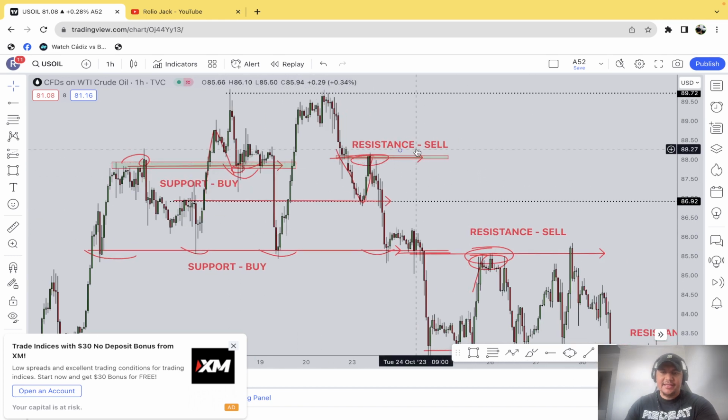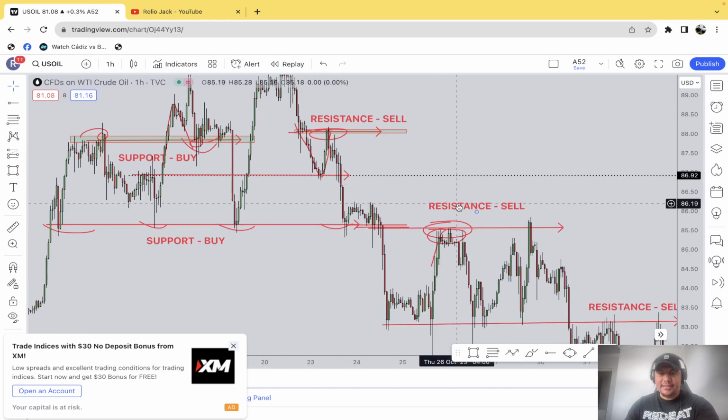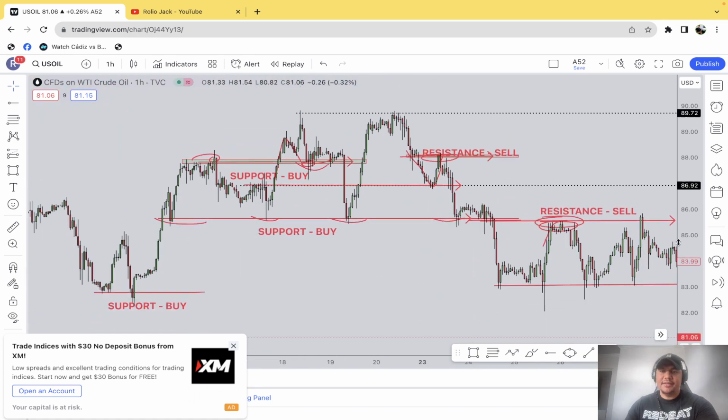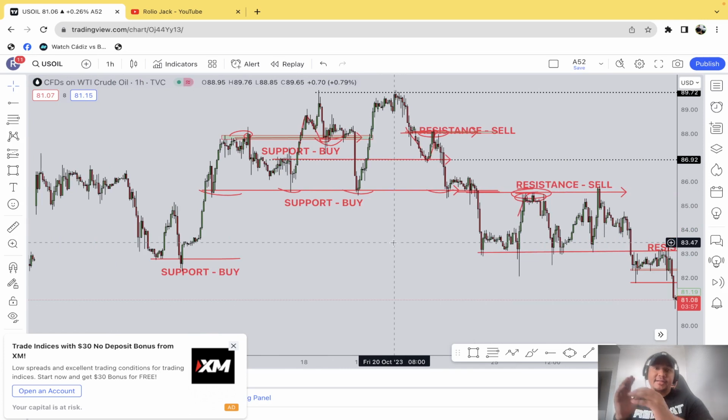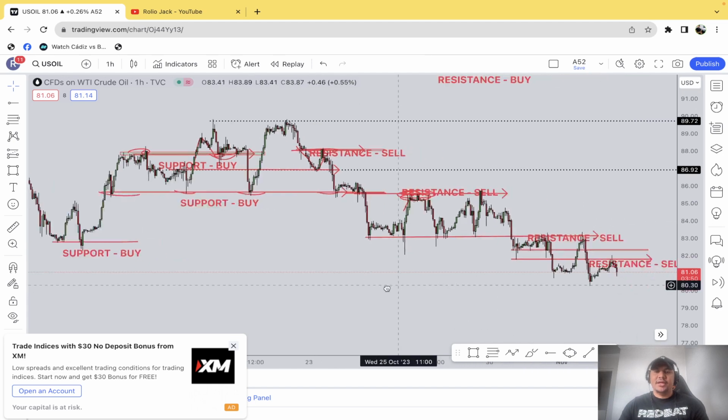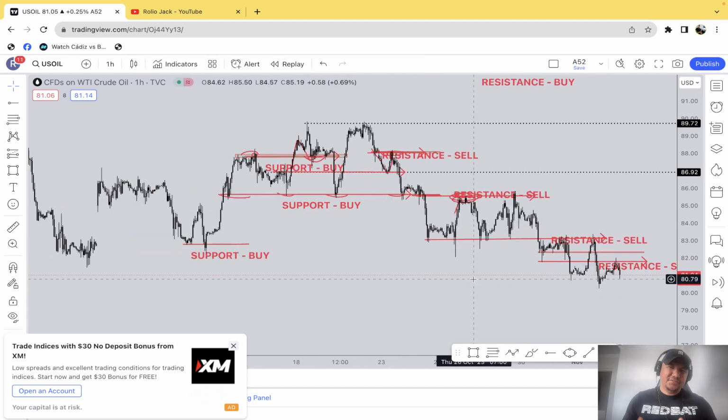Okay, buy, resistance, sell, support, buy, resistance, sell. Remember, this is how the flow of the market goes. The market prints structure, breaks, retests, and those are the levels that you want to get into. And this is the simplistic way to understand price action.